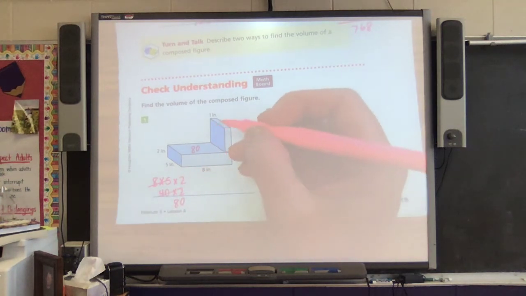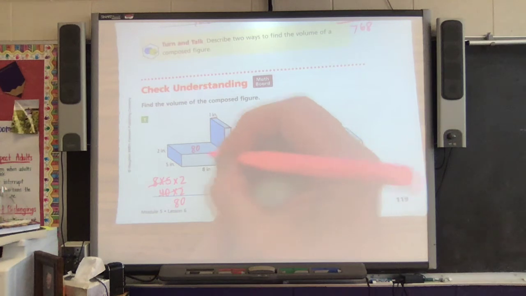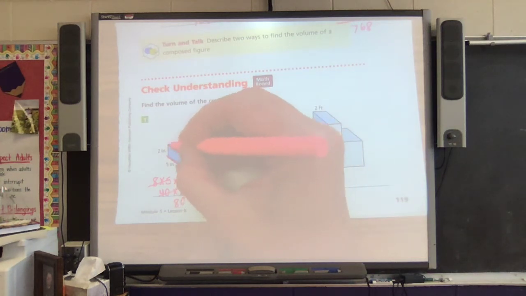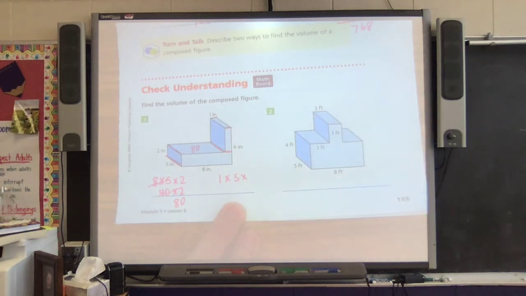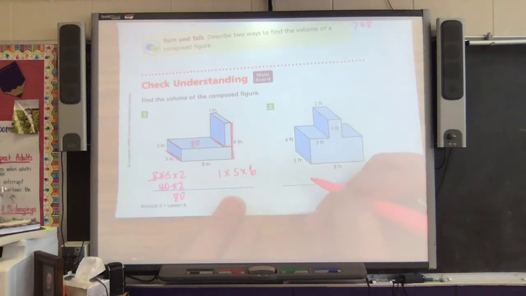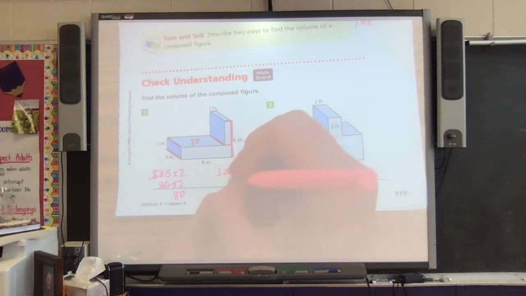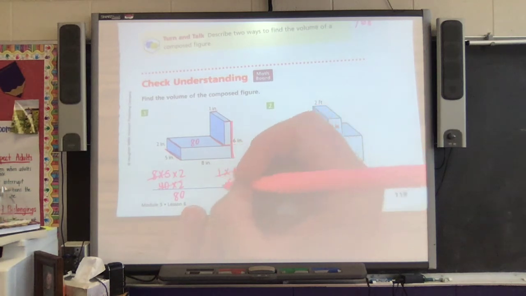My second one, how long is it? Well, I know it's 1 inch long because those are all congruent. How wide is it? The width is the same all the way across this entire figure, so that's 5. And how tall is it? It tells me this whole thing is 6 inches tall. So 1 times 5 is 5, and 5 times 6 is 30. So to find the combined, it would be 80 plus 30, which is 110.